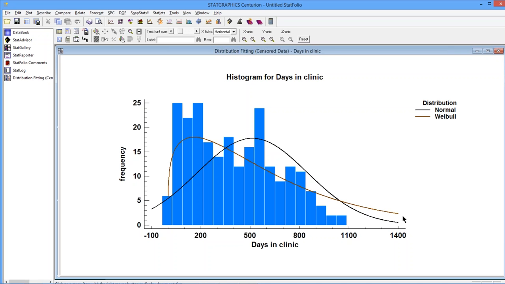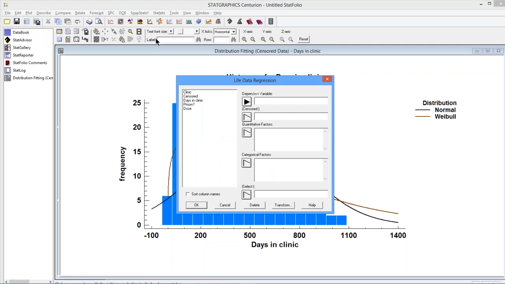Okay. Well, that's just a picture. That doesn't take into account my predictors. That's not a regression. To do my regression, I need to go to Relate, Life Data. Now, there are two procedures for doing life data regression. One is parametric models, and one is a non-parametric approach called Cox proportional hazards. I'm going to take the parametric approach. The dependent variable is going to be days in clinic. I have a censoring indicator, which I'll put in the censored field. The quantitative factor of interest is dose. The categorical factors of interest are what clinic it is and whether or not they were in prison.